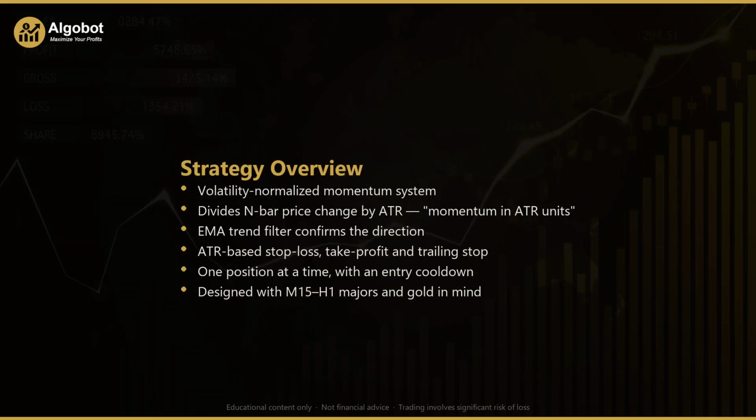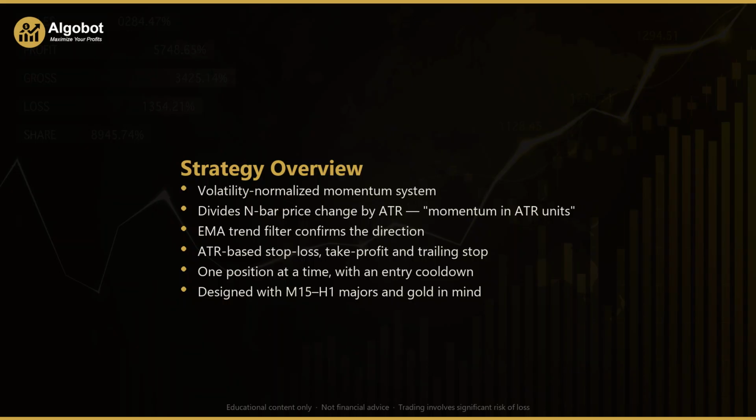At its heart, ATR Scaled Momentum Shift is a trend-following momentum continuation strategy. The core idea addresses a common problem with raw momentum. A 30-pip move means something very different in a quiet, sideways market than it does in a fast-moving trend. To handle that, the strategy takes the net price change over a set number of bars and divides it by the current average true range. The result is momentum expressed in ATR units. In other words, how many average ranges price has traveled over the look-back window.